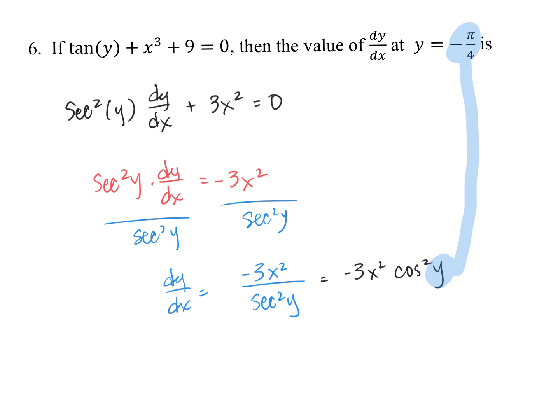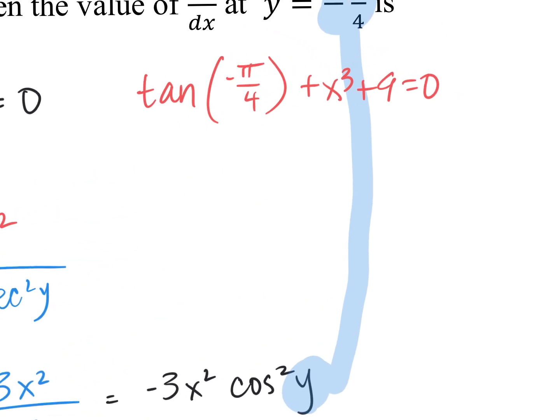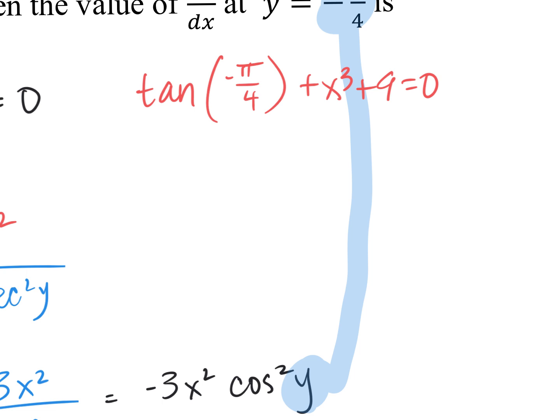Whoa, okay, here we go. Some blast from the past. This is a heavy Friday lesson. Wow. Tangent of negative pi over 4 plus x cubed plus 9 equals 0. Luckily, the tangent of pi over 4 is always 1. Okay, you're right. Tangent at pi over 4 is 1, but just be careful because it's negative pi over 4.